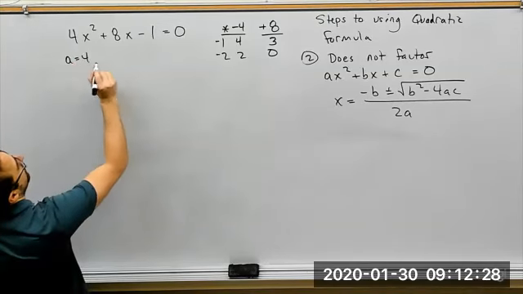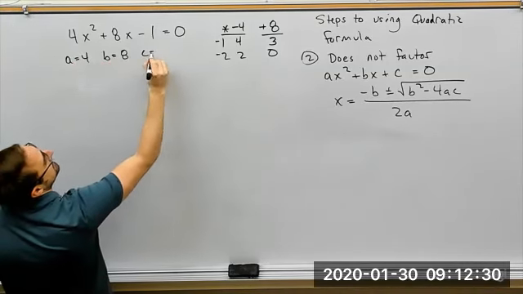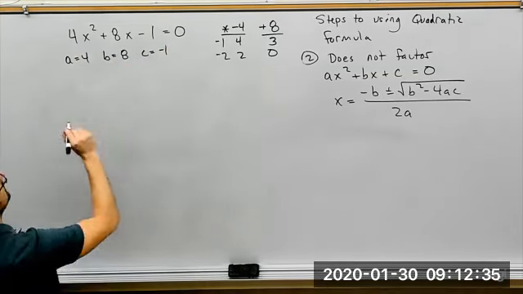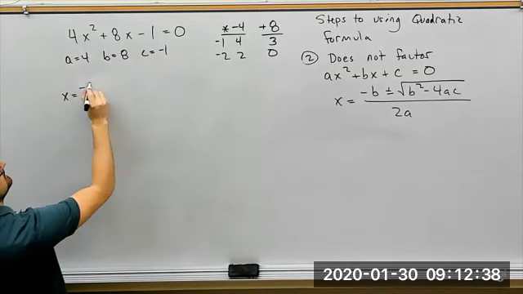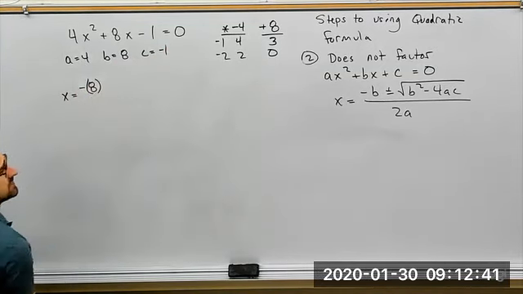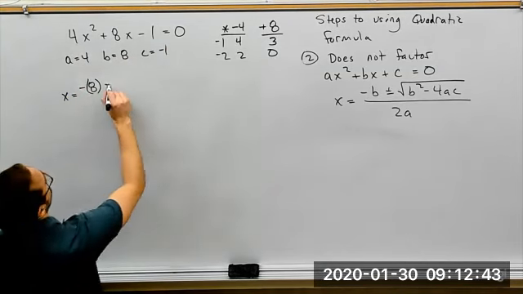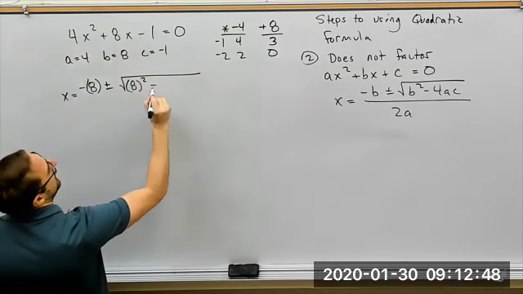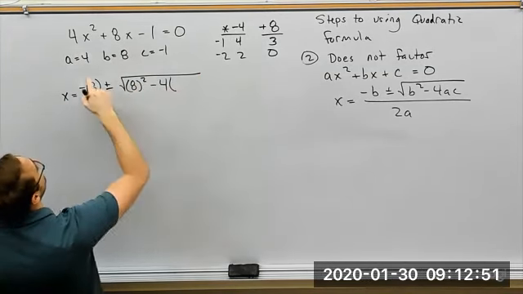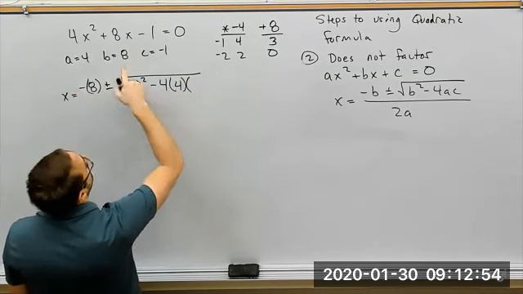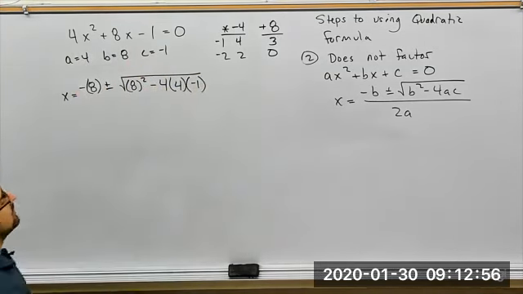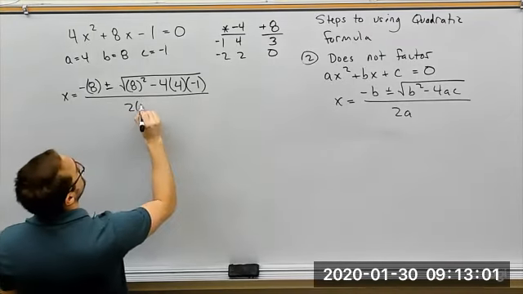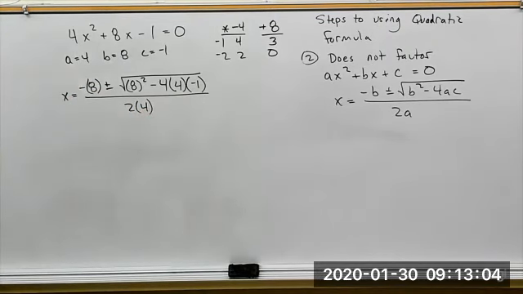Here, A is going to be 4, B is 8, C is negative 1. We're going to substitute it into the quadratic formula. So we get x equals the opposite of b, negative 8, plus or minus the square root of b squared. That's going to be 8 squared minus 4 times a, A is 4, times c, C is negative 1, all divided by 2 times a, A is 4. Always substitute with parentheses.